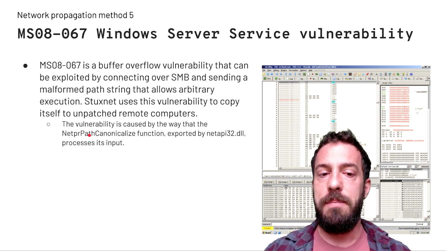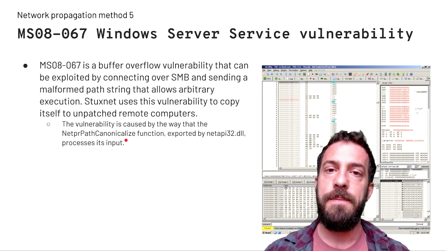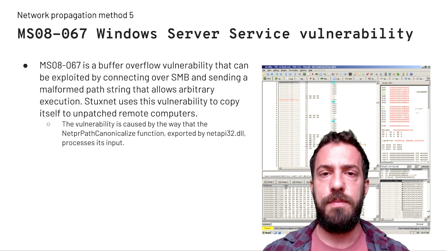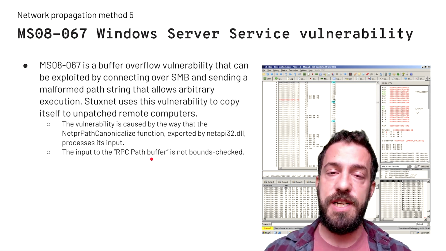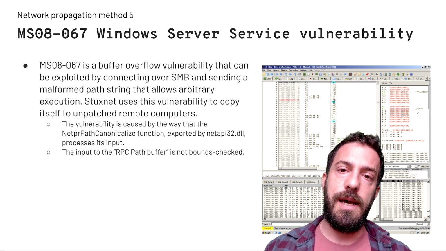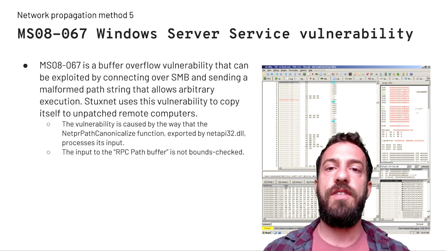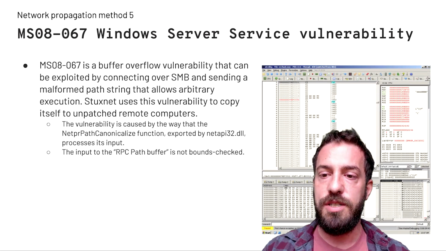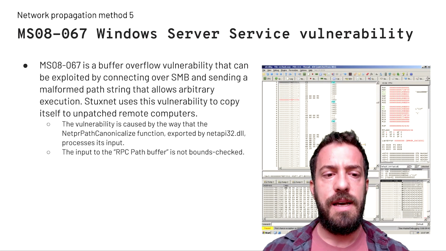And the vulnerability is caused by this function, this netpr path canonicalize function, that is not checking the bounds of some of the fields you're sending. In this case would be one of the directory ones, this RPC path buffer. It is not bounds checked, so you can send more data than the application is expecting. You overflow the buffer, and you overwrite the return address to point to locations where you have your own code, so you can have your own remote execution. That's a regular buffer overflow attack, a very, very standard one.